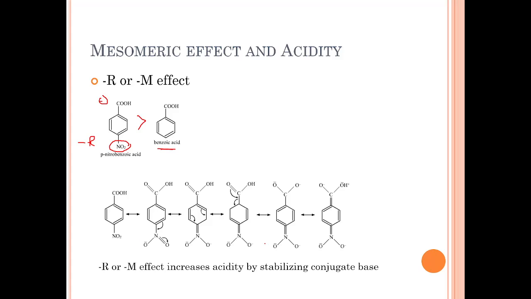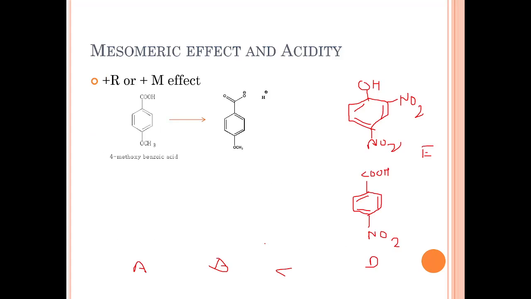So what is the takeaway from this slide? Minus R or minus M effect increases acidity by stabilizing conjugate base. So you must remember this sentence, that is a minus R or minus M effect increases acidity by stabilizing conjugate base. Now friends, I have a few examples for you.